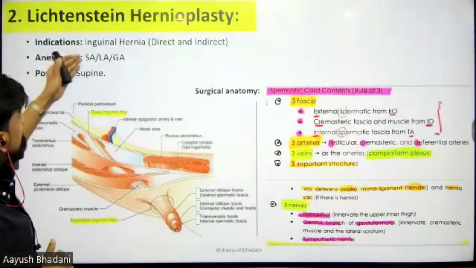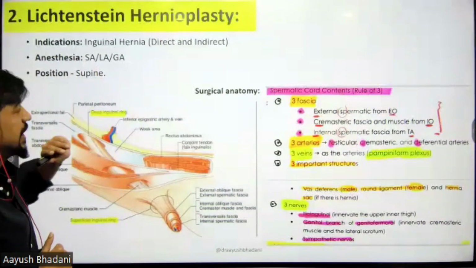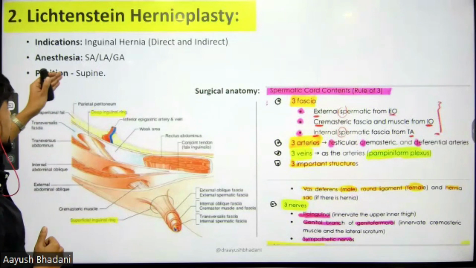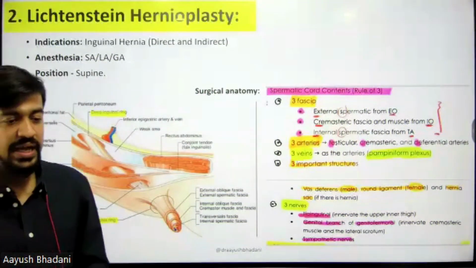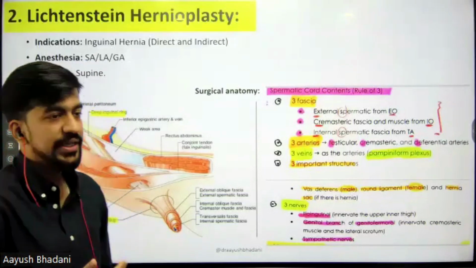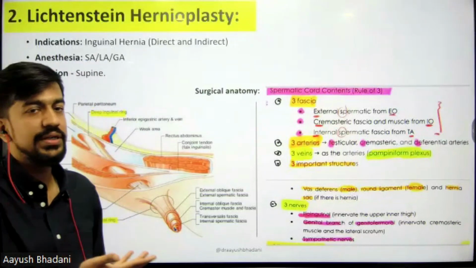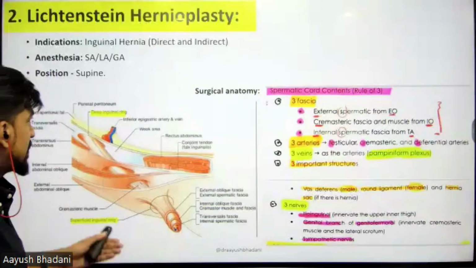So we need to understand that Lichtenstein hernioplasty, the indication being an inguinal hernia, both direct and indirect. Anesthesia, usually we go for a spinal. We can even do a local. And for elderly, we can go for a GA, obviously, if the patient is not able to tolerate the spinal due to hypertension or other reasons.